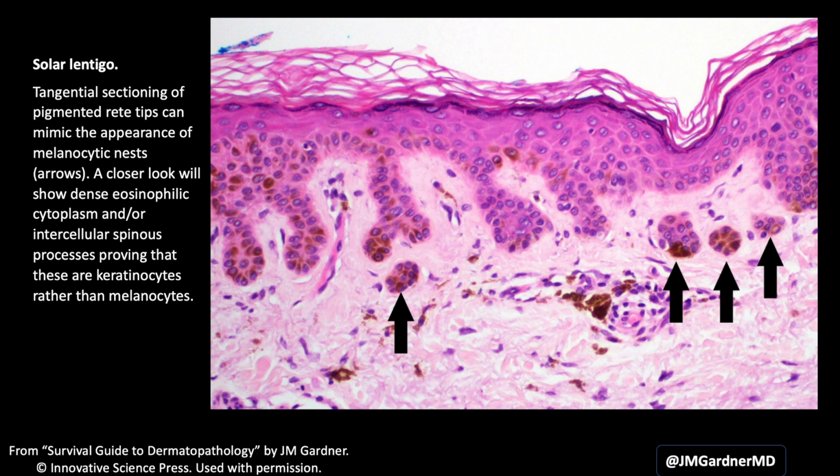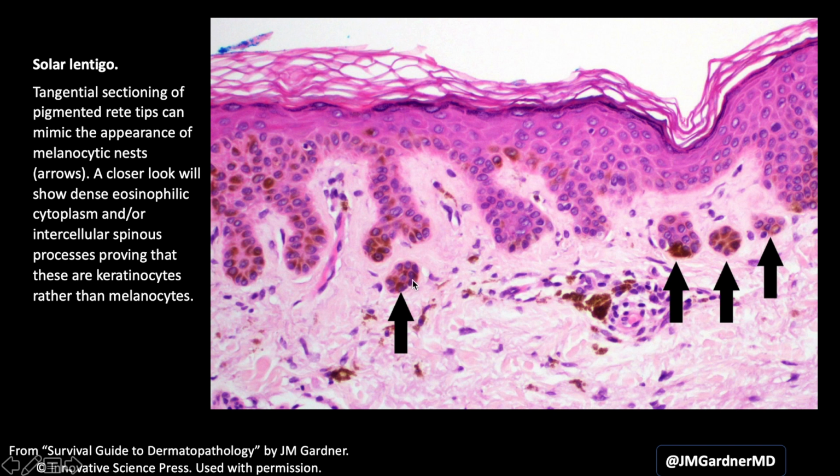Solar lentigo is actually a proliferation of pigmented keratinocytes, and it has elongated rete ridges that usually have this boot or hockey stick kind of shape. And sometimes it looks like there's little nests here. Don't confuse those with nests of melanocytes. Those are actually just a tangential cut of these little rete ridge tips. And look at all the pigment.